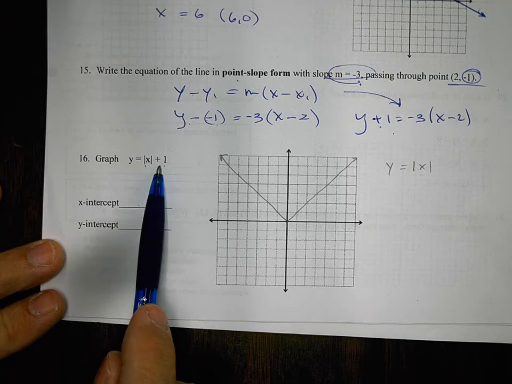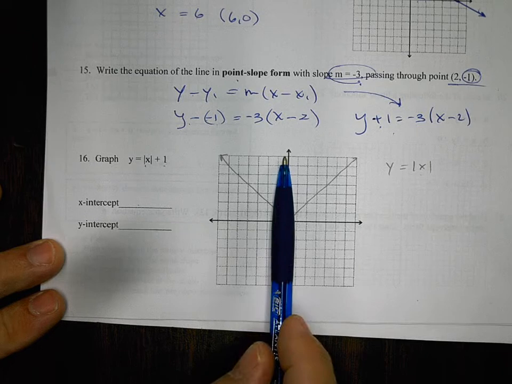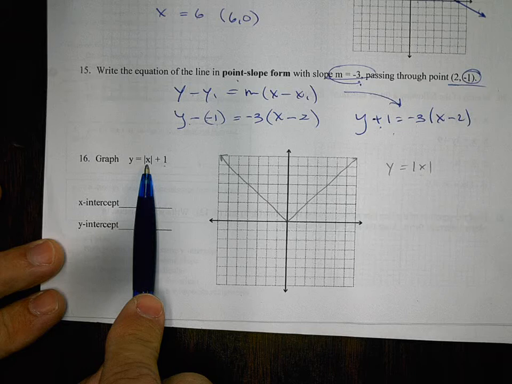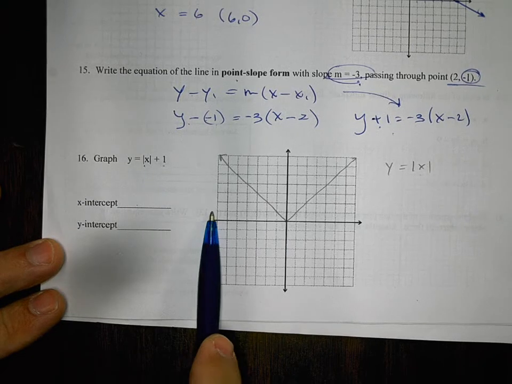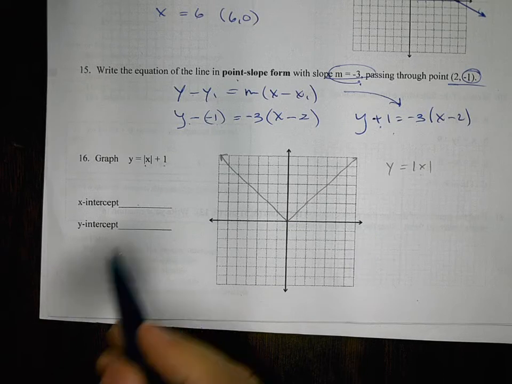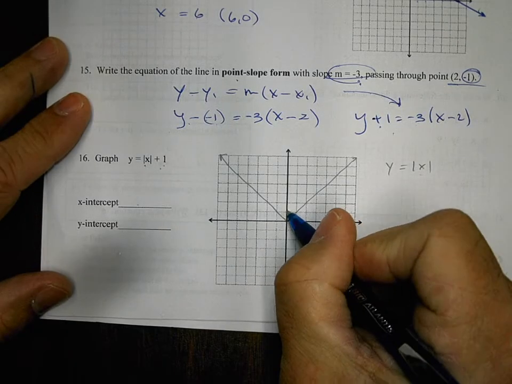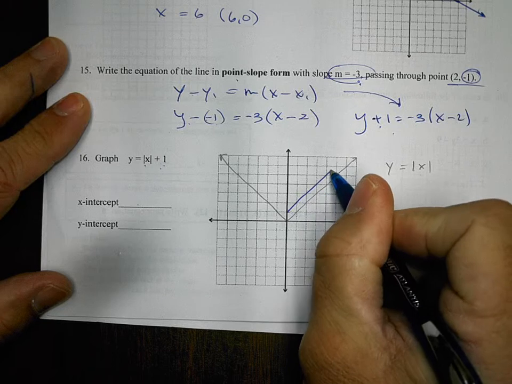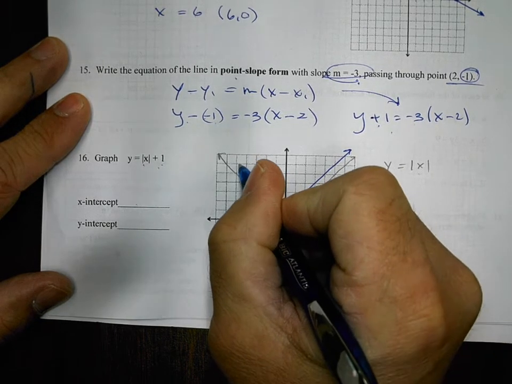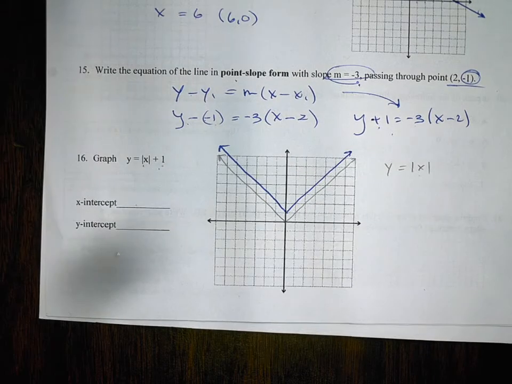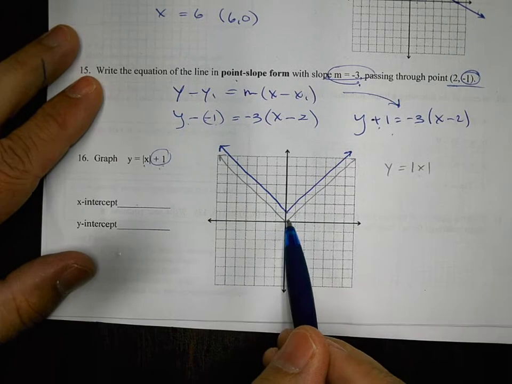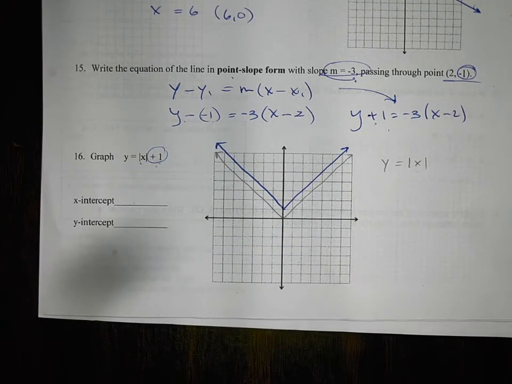And we talked about when you add something to the outside, it moves the graph up. When you subtract something from the outside, it moves the graph down. When you add something on the inside, it moves the graph to the left. And when you subtract something on the inside, it moves it to the right. So since we're adding one on the outside, it just moves our graph up 1. So our actual graph of y equals the absolute value of x plus 1 is right there in blue. This just moved our entire graph up 1. Everything went up 1. Okay?